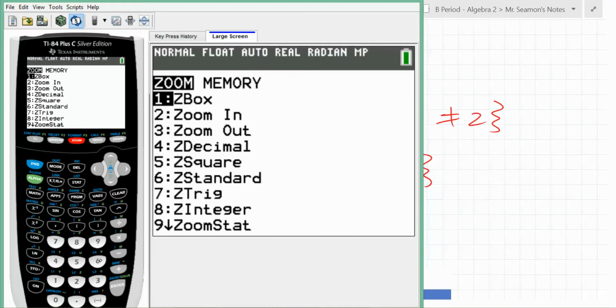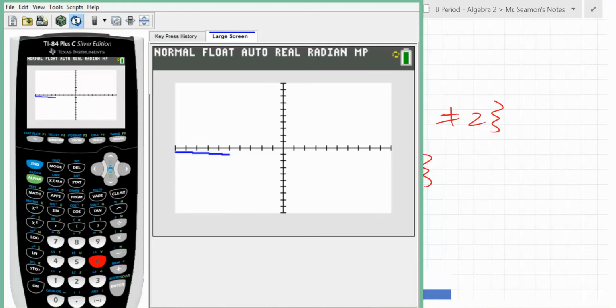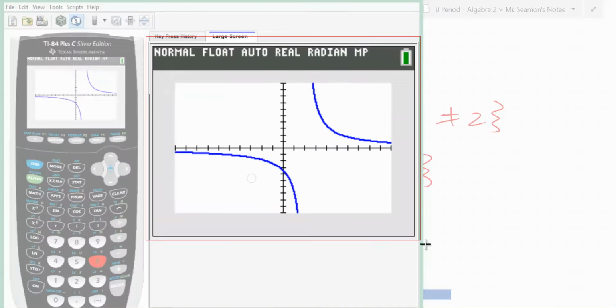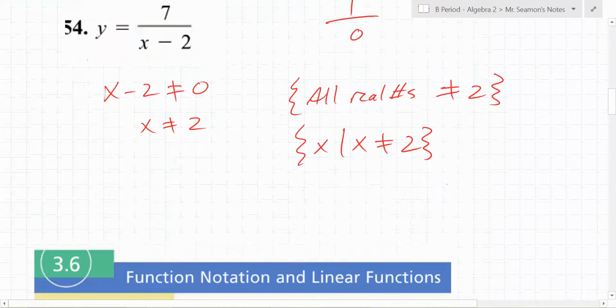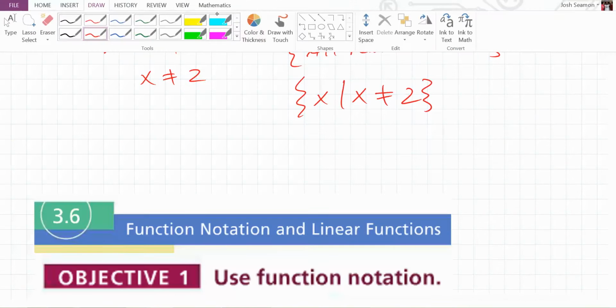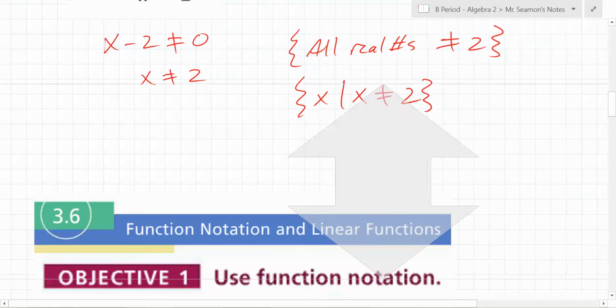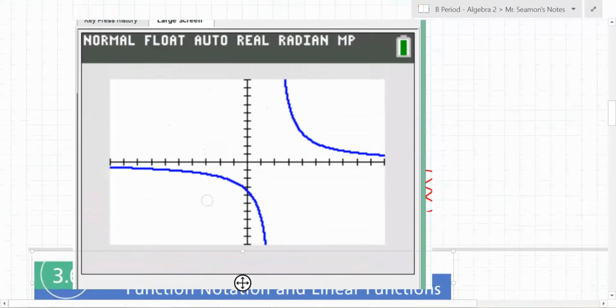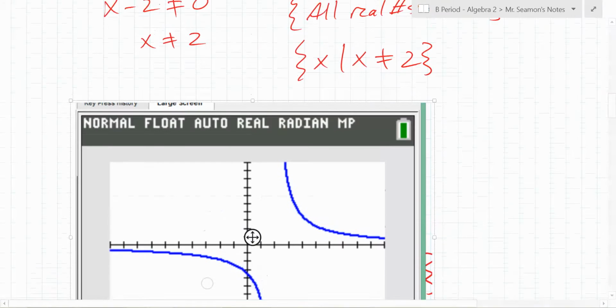I'm going to do zoom standard. Look what it looks like, everybody. Take a look at this. Boom. Does the function exist at x equals 2? Look where x equals 2 is. What's going on at x equals 2? This is kind of cool. Sorry, I needed more space. Like, what does this look like? That's a little too far. Let me make this a little smaller.